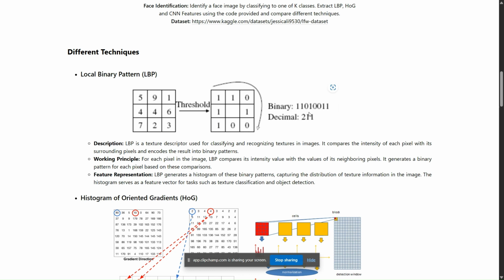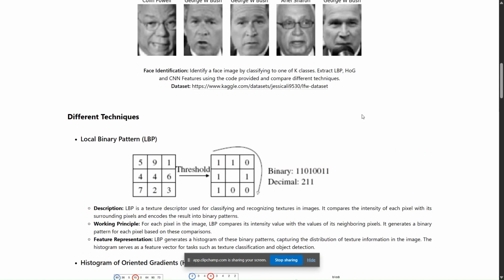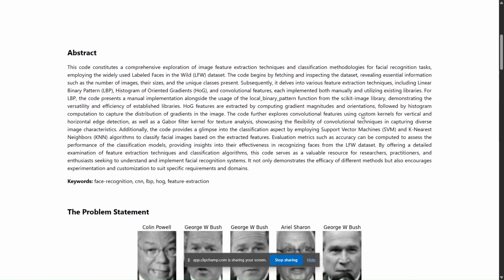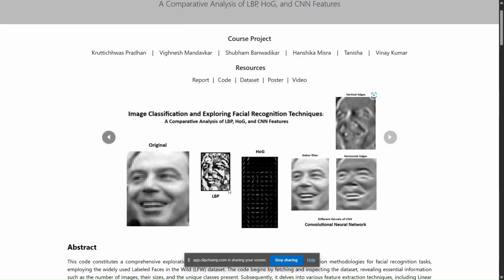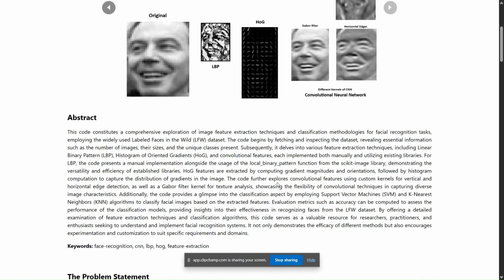We will convert that binary number to a decimal number. That will be 211. So the decimal number ranges between 0 to 255. So we will assign such decimal values to all the pixels present in the image, and plot, like draw the image. So you can see an example of the image here. This is an LBP image using the function we have created.